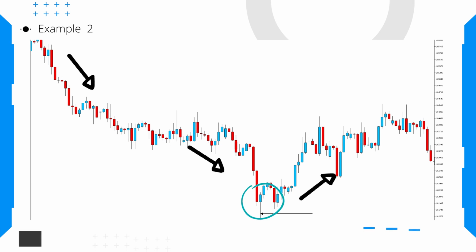In the second example, price was dropping all the way from the left side, and then we get a hammer candlestick pattern. Then the price reverses, it starts going upwards. So it's also important that you make sure that this type of pattern is appearing at the bottom of a trend, at the bottom of a downtrend, that is.